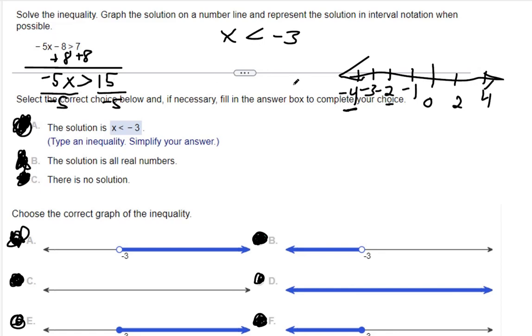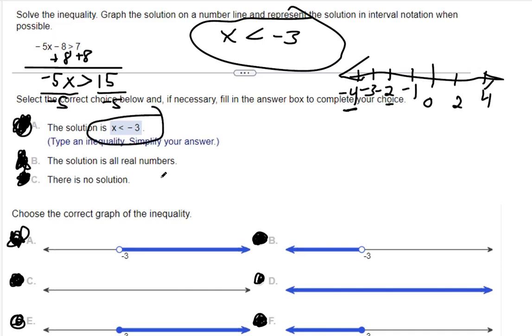Because when we go from negative to positive land or vice versa, the relationship between the digits and the size is reversed. Okay, so that's our solution. That's what we want to type in there. I accidentally left the answer there. There is a solution. There's an infinite amount of solutions. Any number less than negative 3.